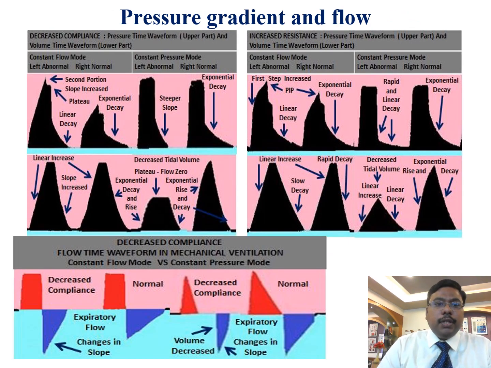So in these graphs, the pressure time waveform and volume time waveform, the decreased compliance and increased resistance are clearly shown. In the increased resistance graph, you can compare that the first step in the pressure time waveform is increased, and for the decreased compliance, the second portion, the slope, is increased. So this can be explained using the relation delta P is equal to inspiratory flow times the bracket resistance plus elastance times inspiratory time.